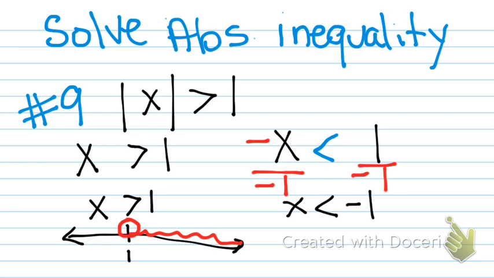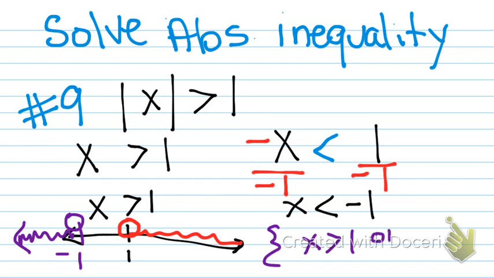Now we need to graph the solution for the other x. X is less than -1. That means we color everything to the left of -1, but we don't color -1. The final answer is x is greater than 1, or you can use a U symbol instead of the word or. X is less than -1.